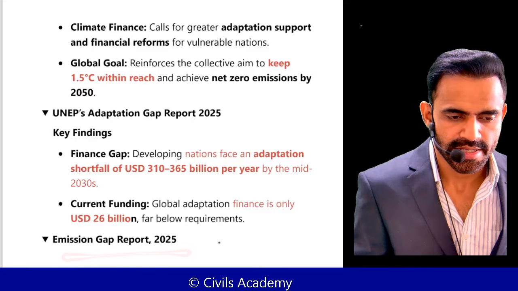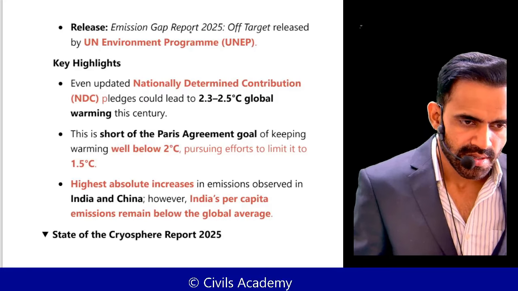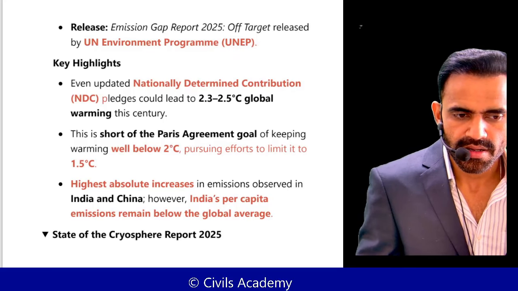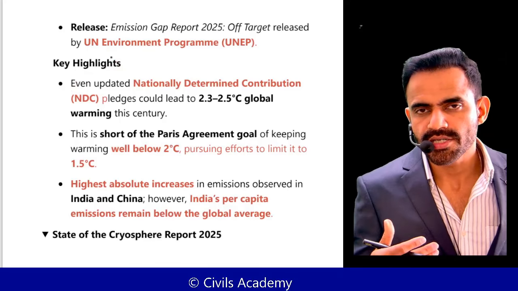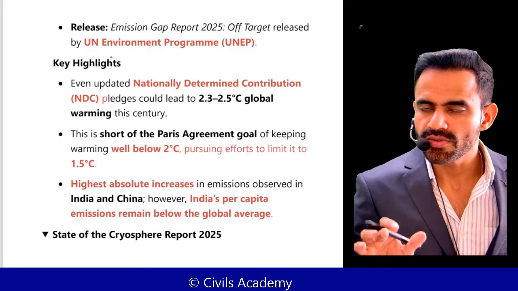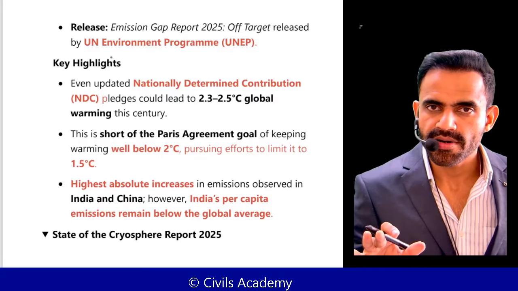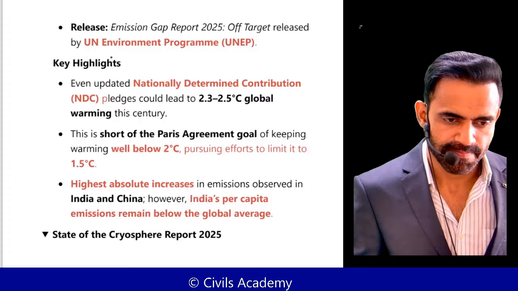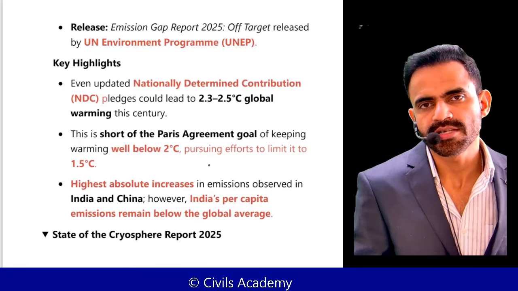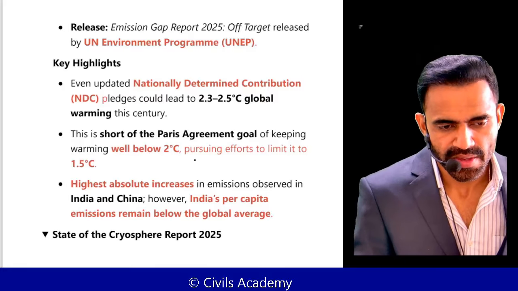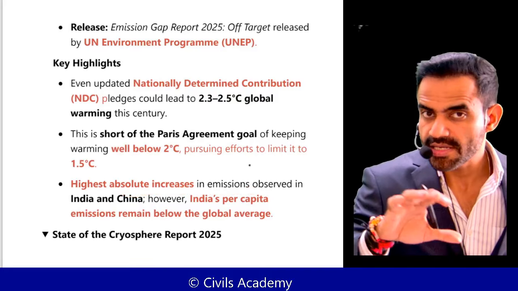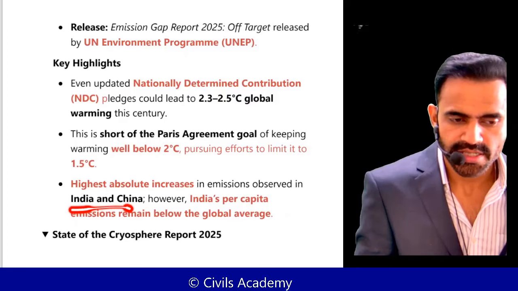Next is the Emission Gap Report. It is released by UNEP, and as per that, even if the countries which are specifying their national contributions are able to achieve those targets, we will not be able to keep the temperature rise to 1.5 degree. Temperature rise will be higher than that, roughly 2.3 to 2.5 degree. Okay. And in terms of absolute increase in emission, absolute basically means overall increase. So India and China have the highest absolute increase.